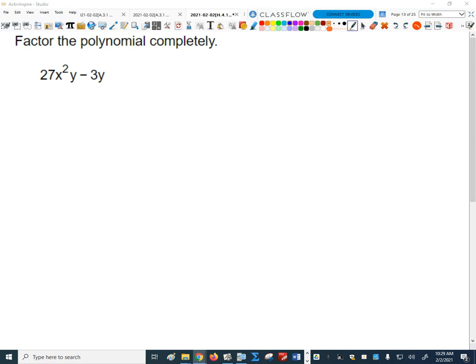First step, what do you think? Any suggestions? First step. You could factor out a 3y. Okay, good. And remember, we always want to try to factor out a greatest common factor first. Okay, good job. So the first thing we can do here is factor out a GCF of 3y, which leaves us with what? 9x squared minus 1. Okay.